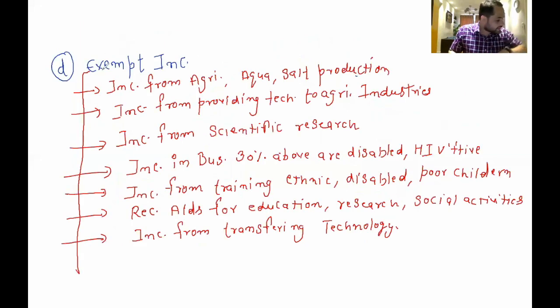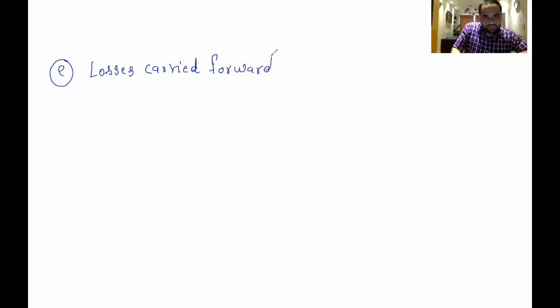Okay, so D is finished. Now move on to E, which is losses carried forward. Now, what does it mean, losses carried forward? Losses carried forward means any kind of loss from the previous year we can carry forward. I think, as far as I know, we can carry forward losses up to 5 years.